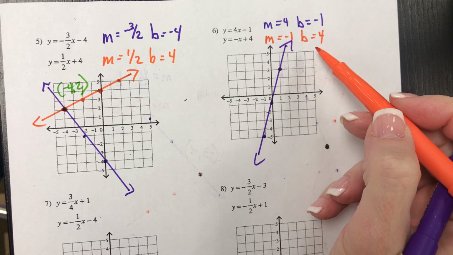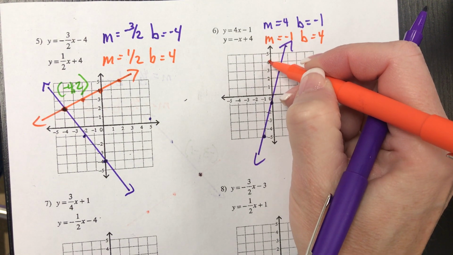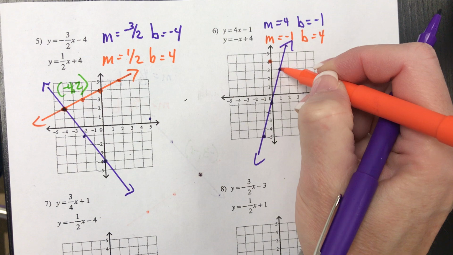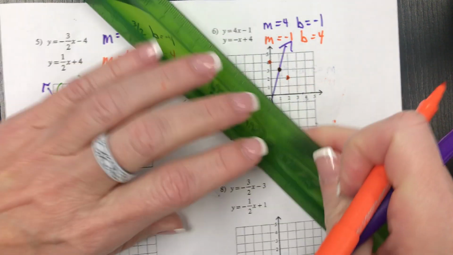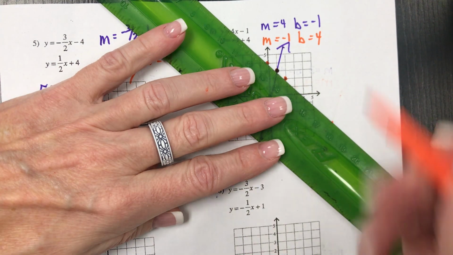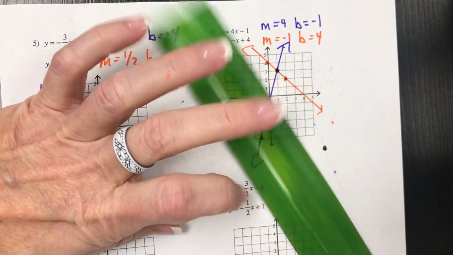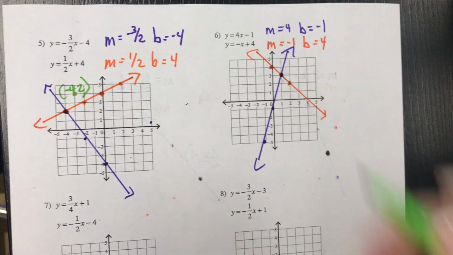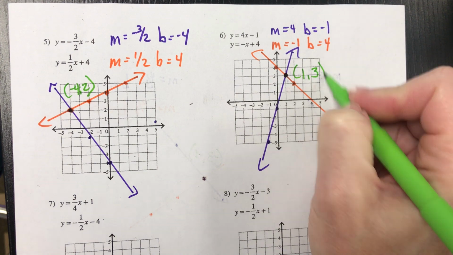And then my orange line, I've got B is 4. And M is -1, so down 1 over 1. There it is. So our answer would be this point, so 1, 3.